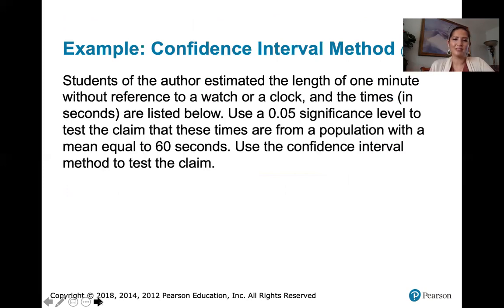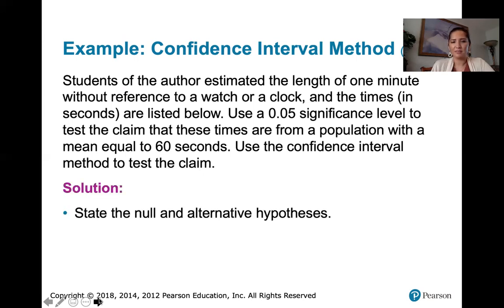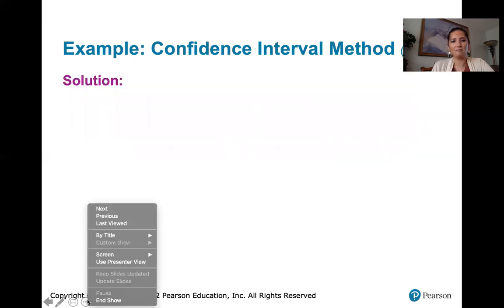Okay, so let's go back to the same question that we were looking at before. Here we want to use the 0.05 significance level again, and we're testing the claim that the times are from a population with a mean equal to 60 seconds. So everything is the same as it was last time. The only difference here is that we're using the confidence interval method to test the claim, rather than the p-value method or the critical value method that we talked about earlier. So we always want to state the null and alternative hypotheses. Those haven't changed.